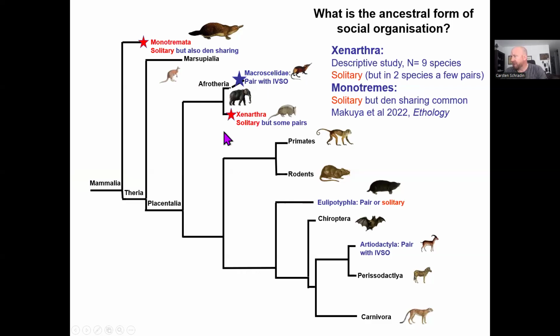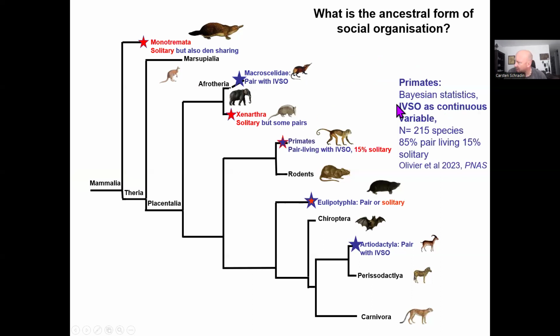For monotremes and Xenarthra, like expected, we found, but only with descriptive studies, that the ancestor was most likely solitary living. But even in platypus, there have been quite a number of reports of den sharing, which have often been ignored because the species must be solitary living, but there might be more social tolerance than typically assumed. And even in Xenarthra, the sloths and armadillos, it was found in some cases pairs have been observed.